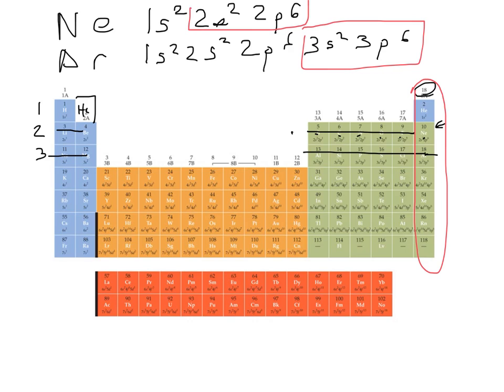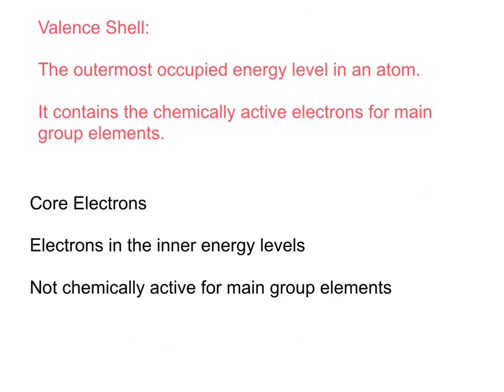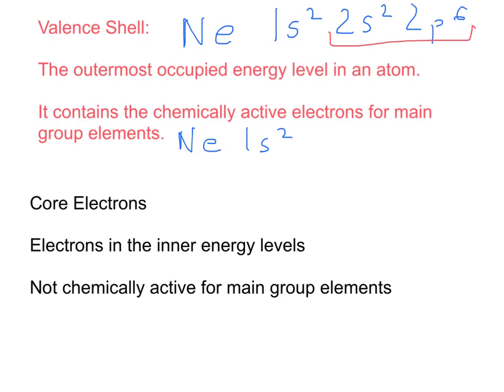All the elements in this group have what are known as their valence shell completely filled. So what is the valence shell? The valence shell is the outermost occupied energy level in an atom. If we look at our friend neon, we said it had an electron configuration of 1s2, 2s2, 2p6. Its outermost occupied energy level is the second energy level. So we would say that neon's valence shell is the second energy level.